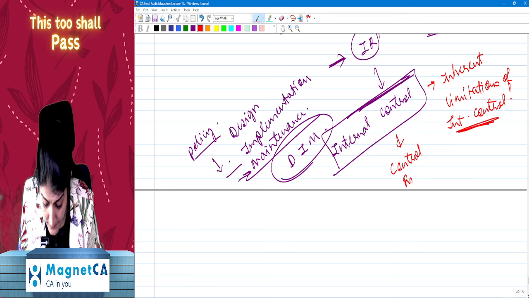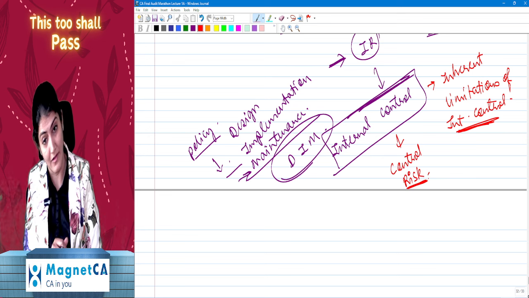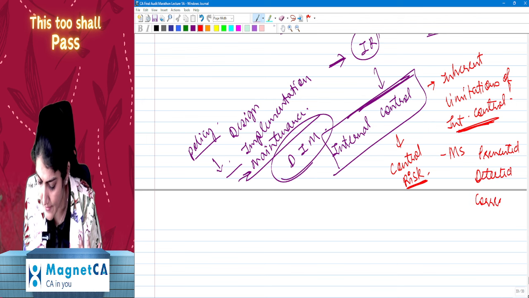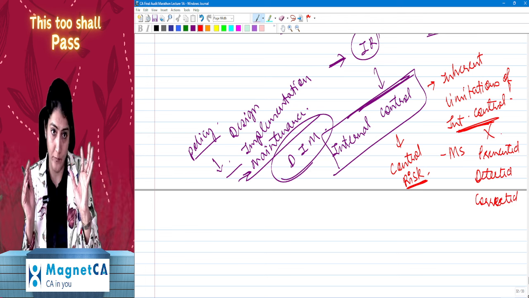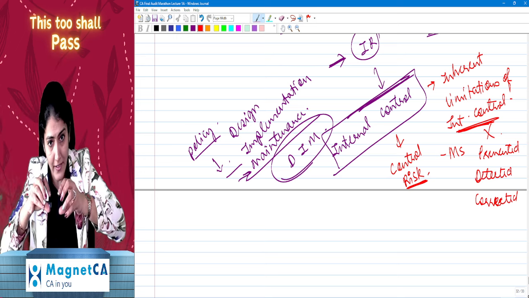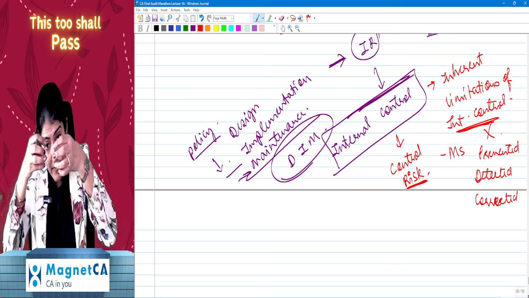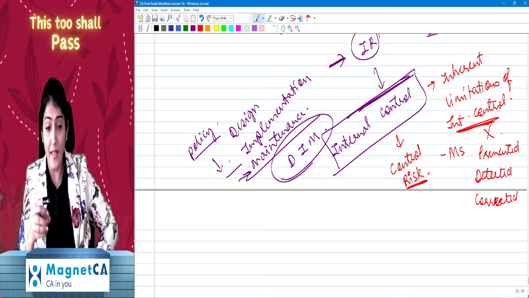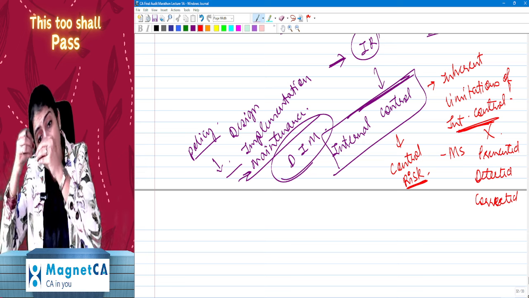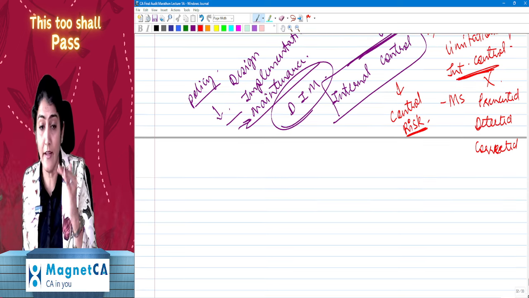What is control risk? The risk that a misstatement will not be prevented, or detected and corrected, on a timely basis by the entity's internal control. So it will not be prevented, detected or corrected. So there is a chance that purchases may be incorrectly recorded. For that, management designed the control. Now, in spite of designing the control, because of the inherent limitations of internal control, there is still some chance that purchases may not be correctly recorded.